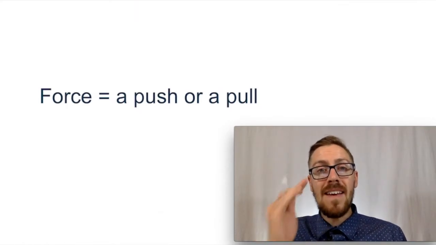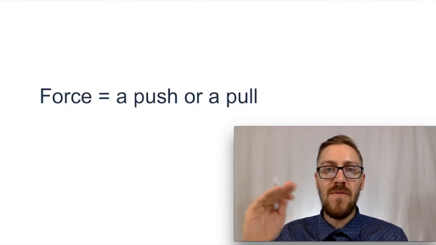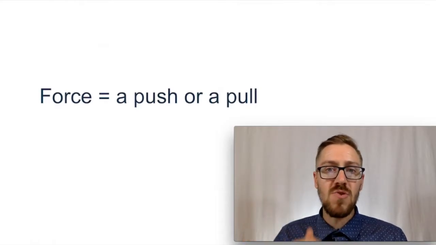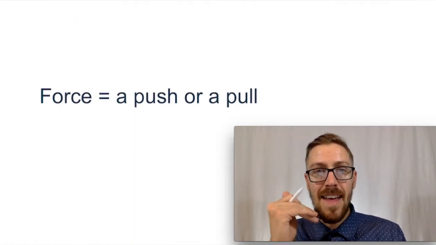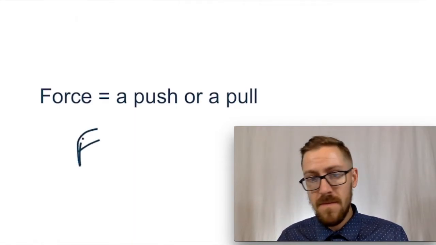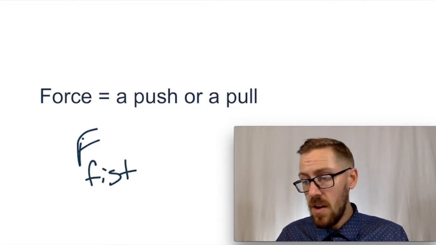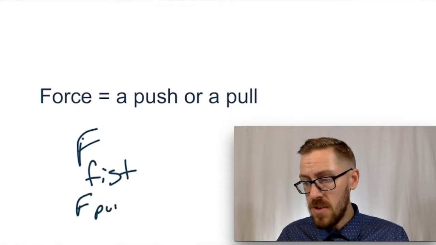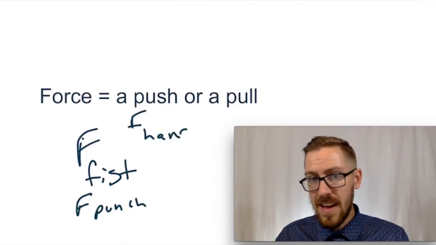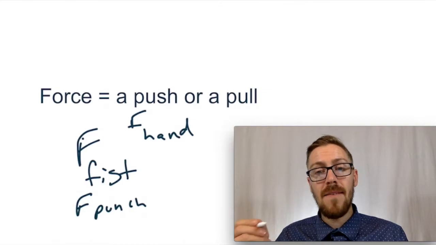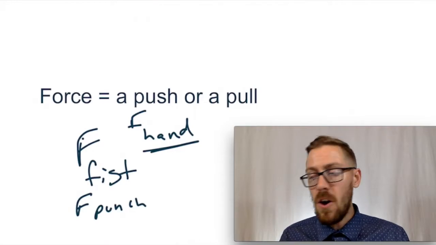Usually we give this a name, F of whatever's doing the force. F, whatever that agent is. So if I punch a wall, like I did when I was in middle school, you would say F fist. That would be a way to name it. Or you can say F punch or F hand. All those are acceptable. Anything that does the force is what we put in this little lower area called a subscript.